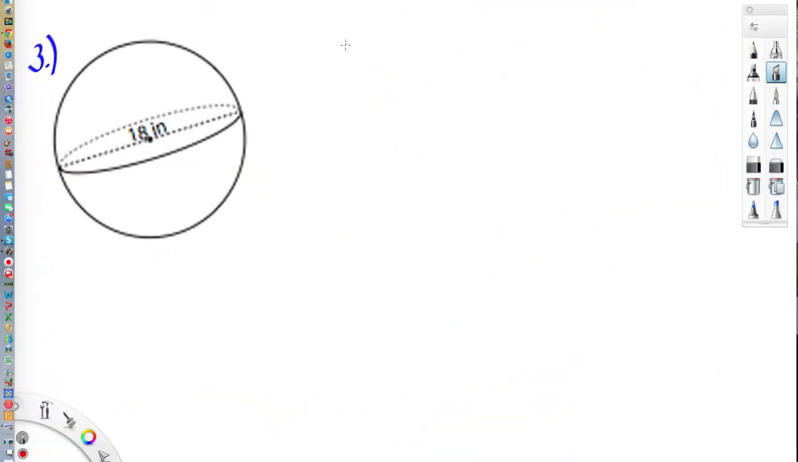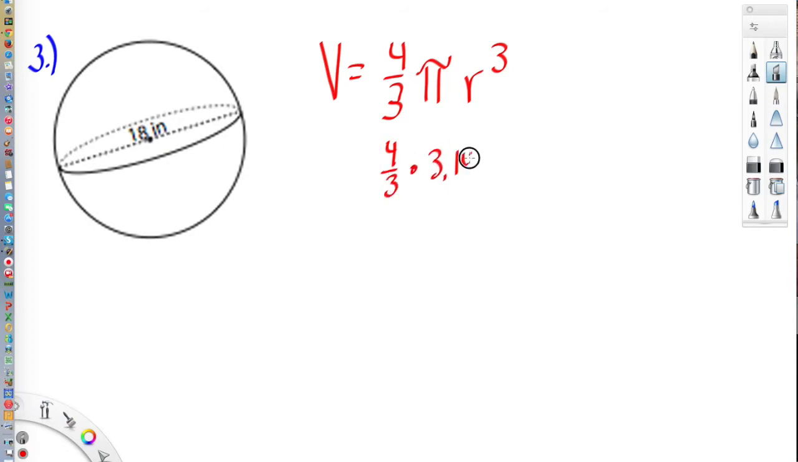Okay, let's take a look at number 3. Now, number 3, we have a sphere, and this time they give us the diameter. Again, we're going to use our volume formula. Volume is equal to 4/3 times pi r cubed. Now we're going to bring down 4/3. I know that pi is approximately 3.14. But when I come to the radius, they gave me the diameter.